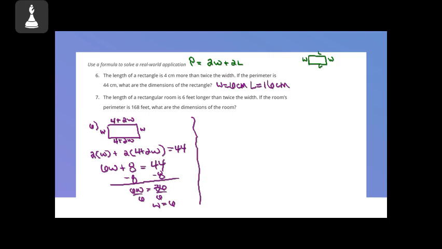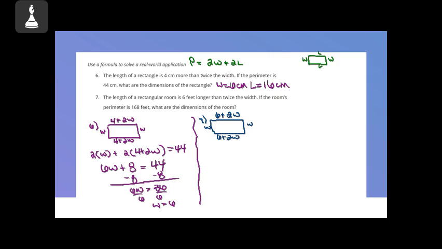Number 7, the length of the room. So if you want, you can draw it again. The length of the room is 6 feet longer than twice the width. So the length is 6 more than twice the width. 6 plus 2w. Means the bottom is 6 plus 2w. It means the width is just w because we are determining length in terms of width. We know that the entire perimeter is 168 feet, and we want to find our dimensions.